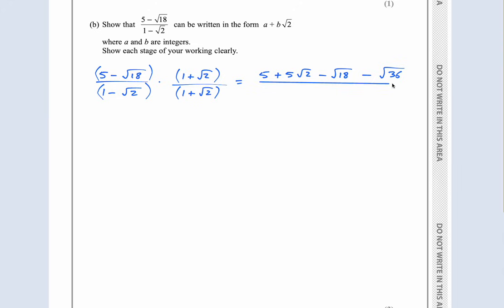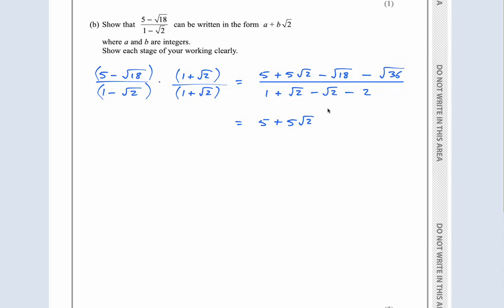This is all over 1 times 1 is 1. 1 times root 2 is plus root 2. Root 2 times 1 is minus root 2. And root 2 times root 2 is minus 2. So we're left with 5 plus 5 root 2.